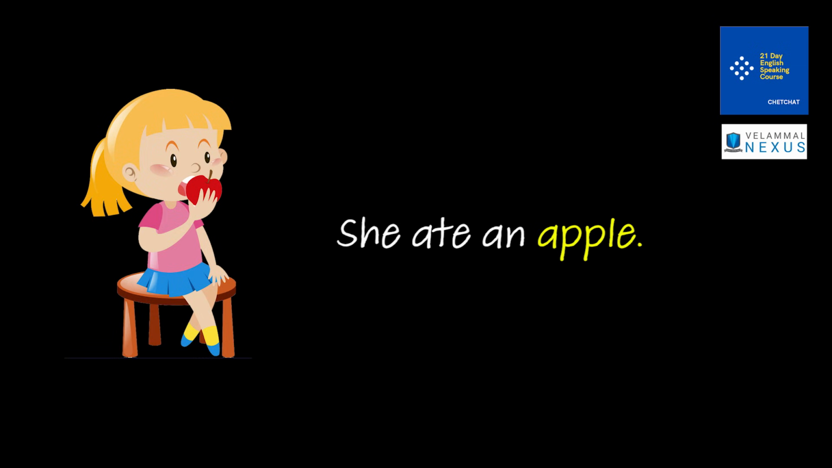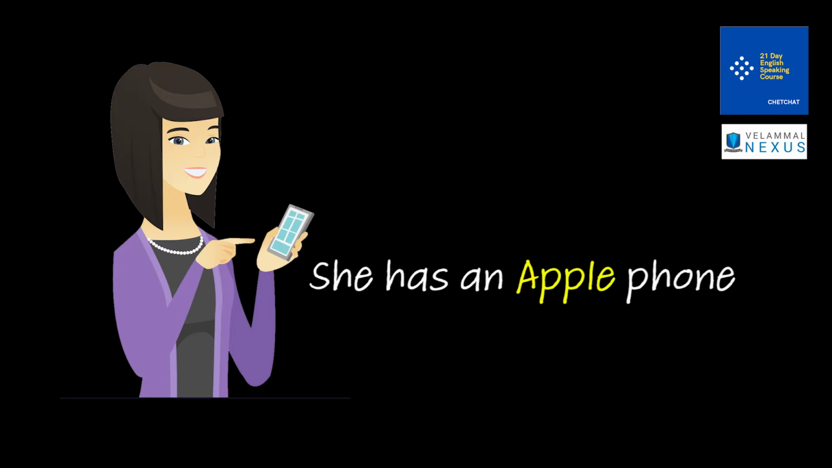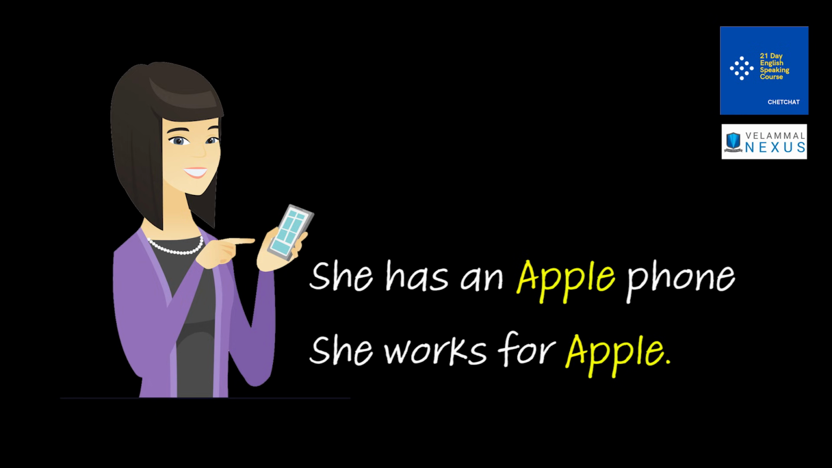Let's take some examples. She ate an apple. Now, you know here that apple refers to a fruit and there are several different types of apples and apple is a common noun. Now, apple, notice, is with a small a. But if you say she has an Apple phone or she works for Apple, and here you notice that the A is capital, you will realize that here we're talking about the company called Apple and that's why it's with capital A.